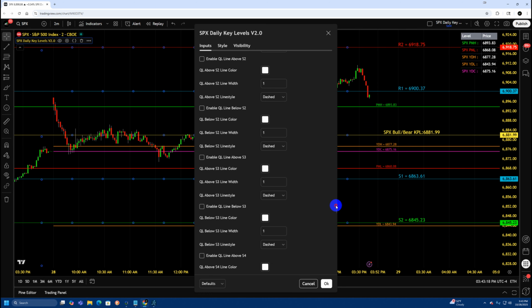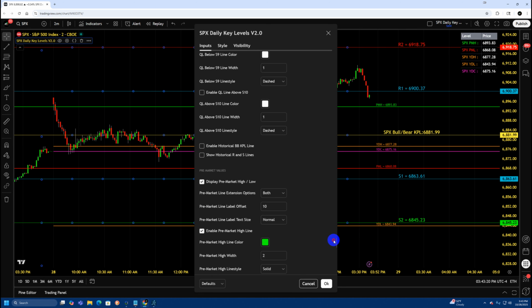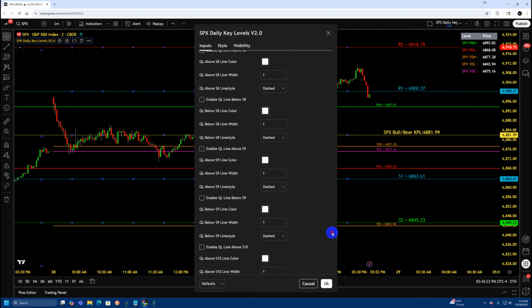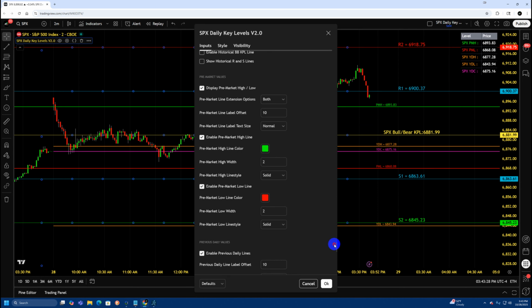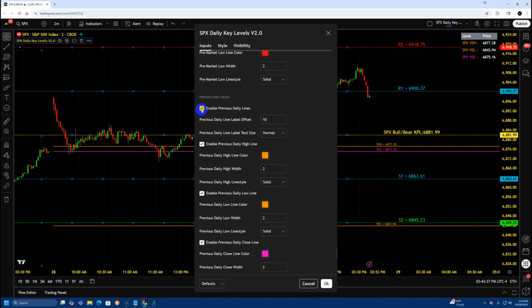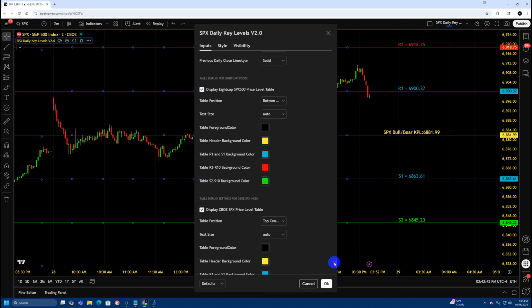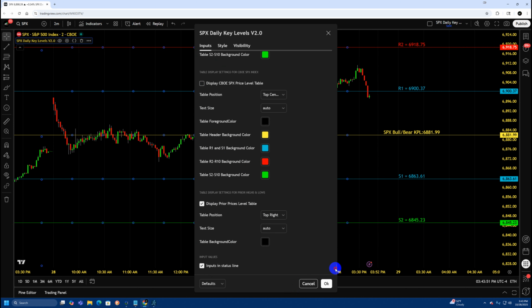The next thing you're going to do is go down and turn off all the tables, as well as the pre-market levels and the yesterday session levels. So we're going to turn off display pre-market high-low. We're going to turn off enable previous daily lines. We're going to turn off all three of the tables that are checked, even though this is only displaying two. You want to turn off all the tables.